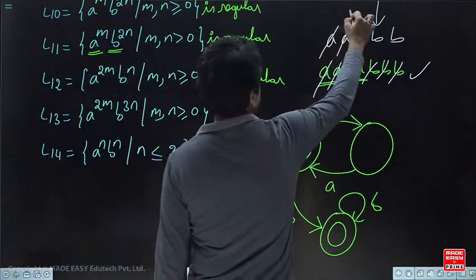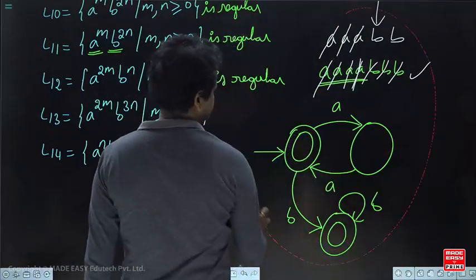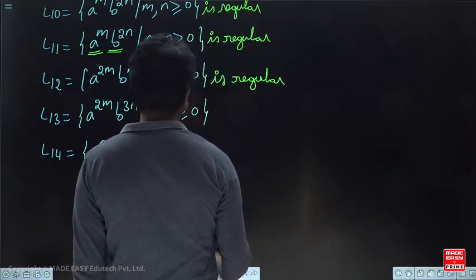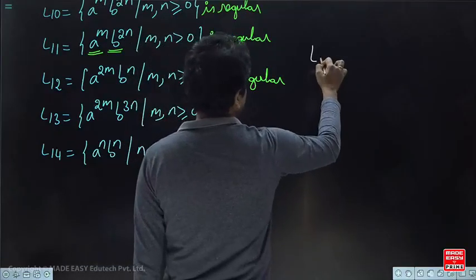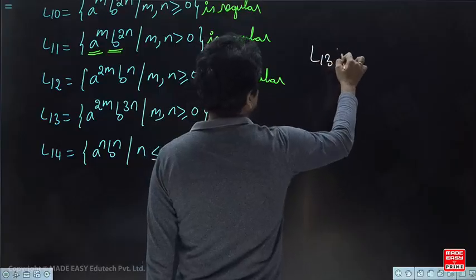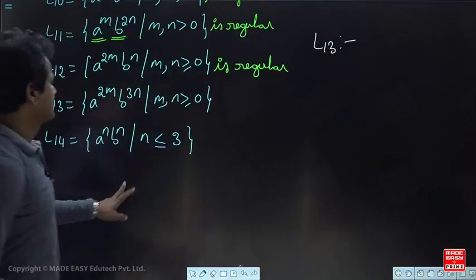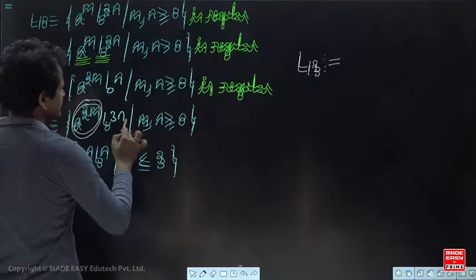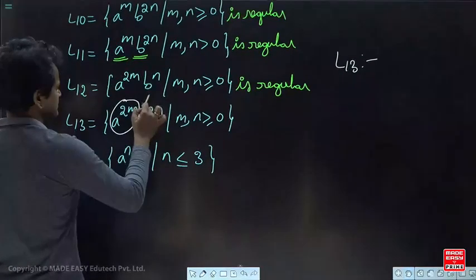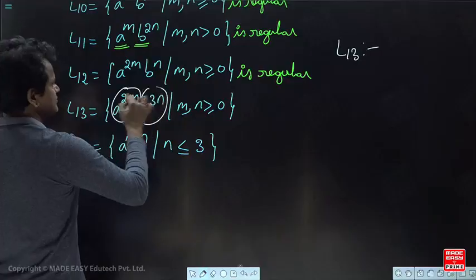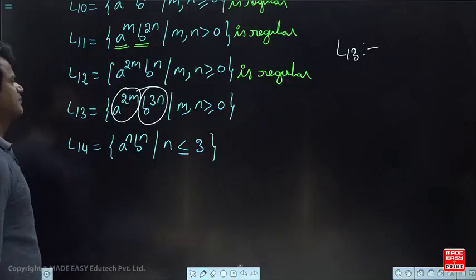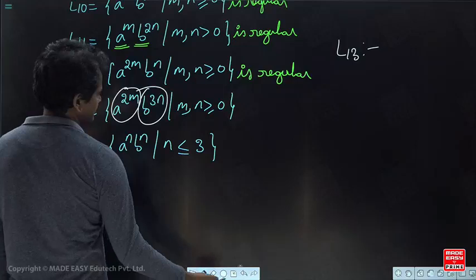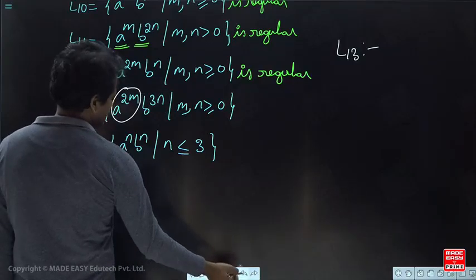Next question, guys. Hello, what is the next question? L13. Have you observed even number of A's followed by B's are multiple of 3. Even number of A's followed by B's are multiple of 3.